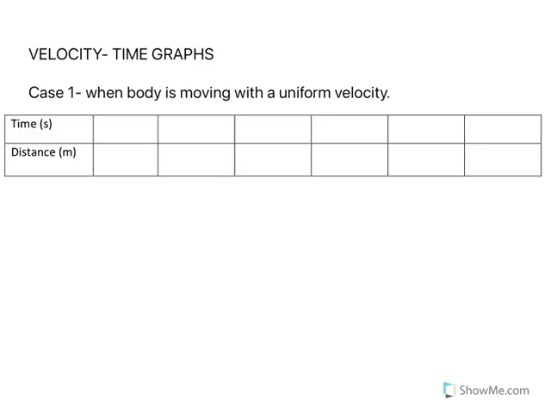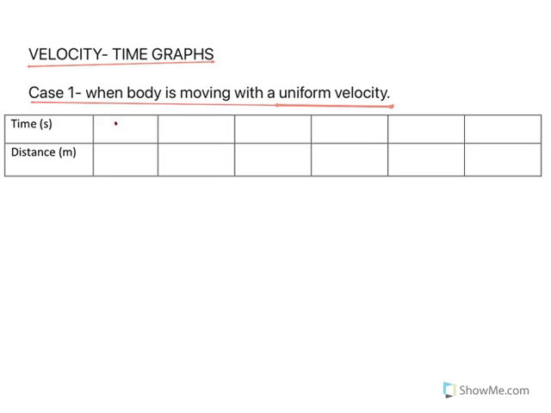In this slide, we will learn about velocity time graph. Case 1 is when a body is moving with uniform velocity. What we mean by uniform velocity is the same velocity throughout.